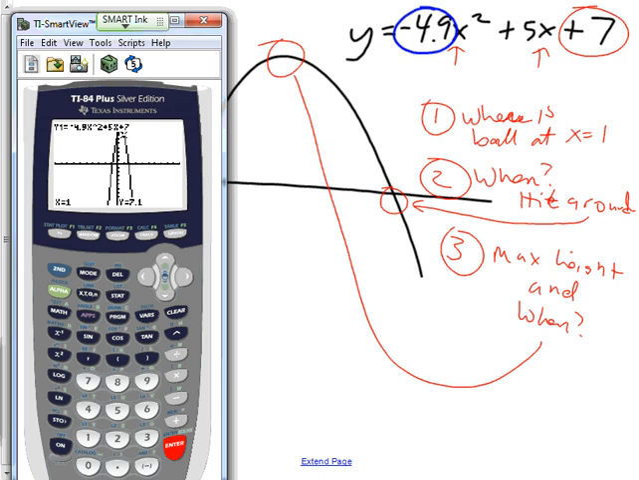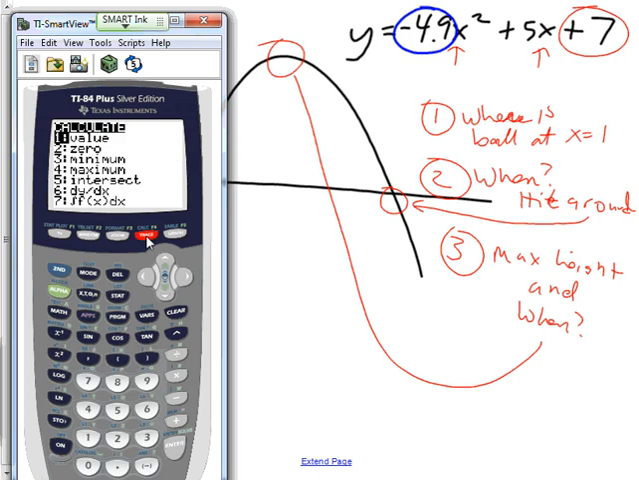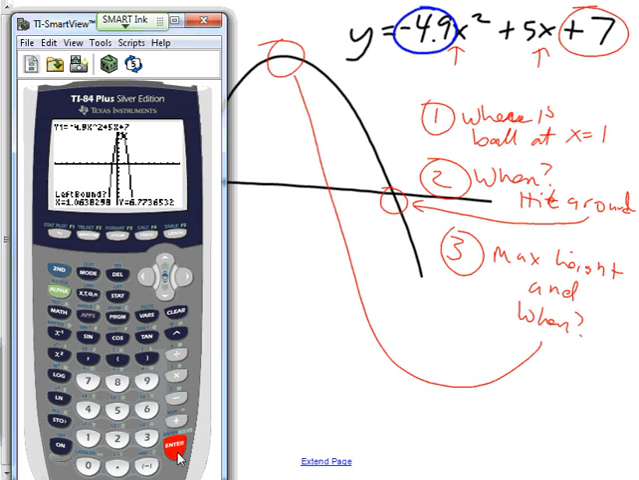All right. Next one is, when did the ball hit the ground? That is called second calculate the zero. The zero means where it touches right down here. So I'm going to get really close to the zero. I got to get to the left of it.